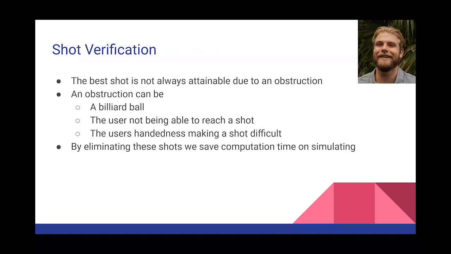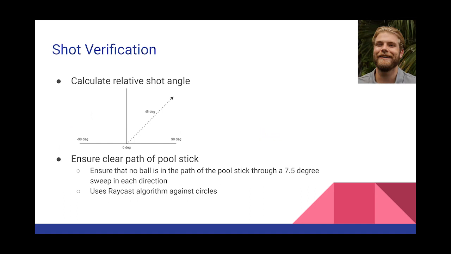The shot verification system is a way to ensure that shots are not obstructed. An obstruction can be a billiard ball, the user not being able to reach a shot with the pool cue, or the user's handedness making a shot more difficult. By limiting these shots, we save computation time for simulating. Some of the formulas under the shot verification system are to calculate the relative shot angle. As you can see, the left side gets negative degrees, and the right side gets positive degrees, with the center being 0. Another thing is that we ensure a clear path of the pool stick.